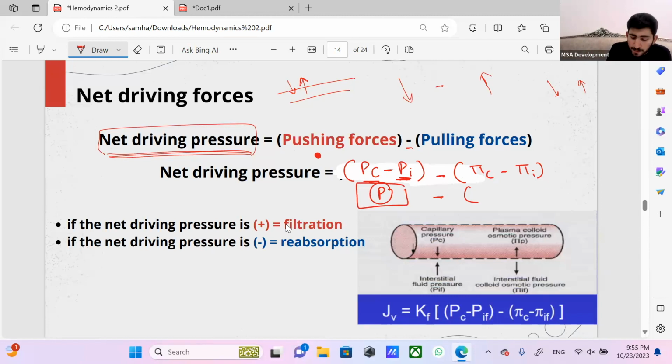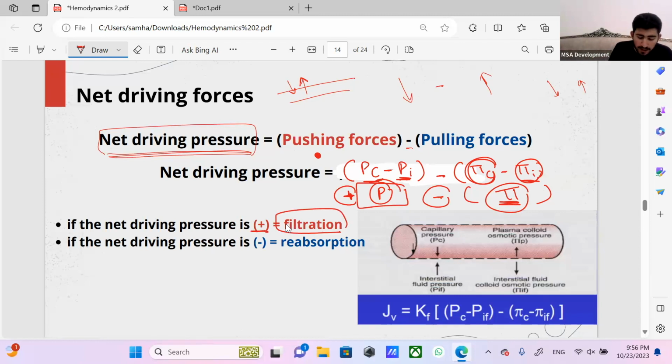Then we minus it from the things that are pulling. One of them is pulling in and the other is pulling out. The one in the capillary is pulling in, and the one in the interstitium is pulling out. Together we minus them, and we have the pulling forces. And so we see the direction. If the result is positive, this means it's filtration, because the push force, which is pushing out, is higher.